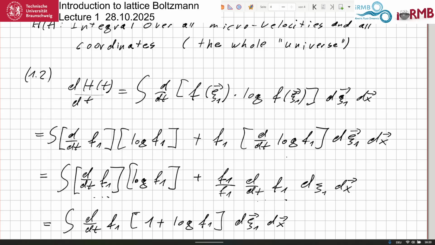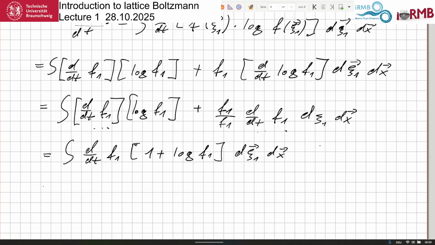So now this is the time derivative of this H, and the H theorem now says that dH by dt is smaller than or equal to 0.